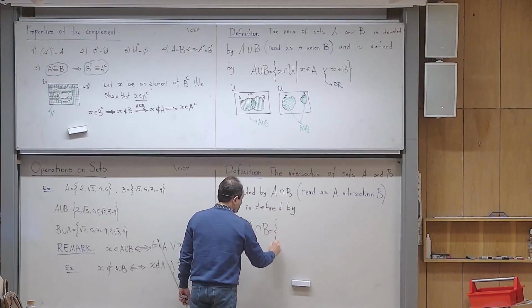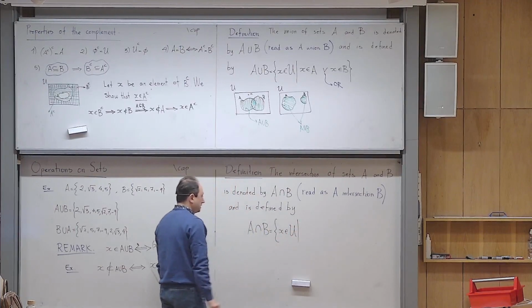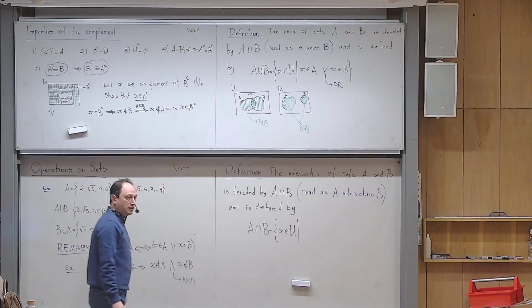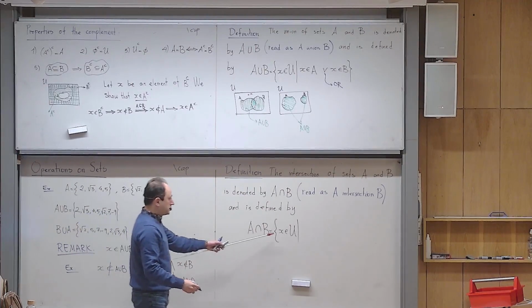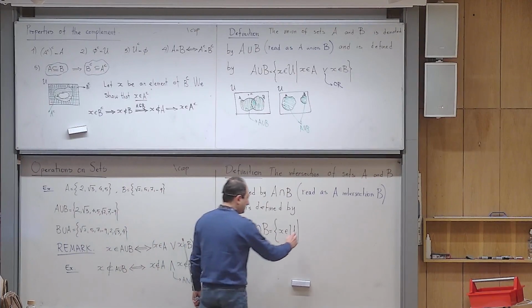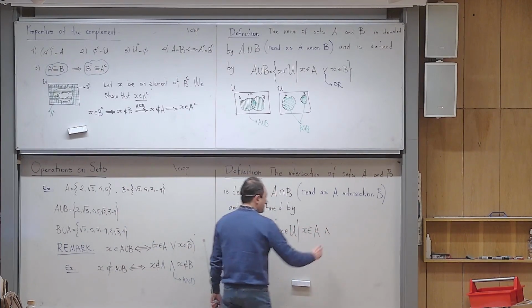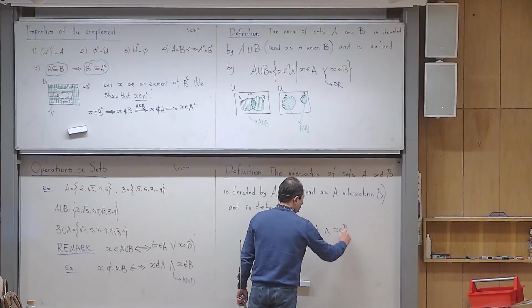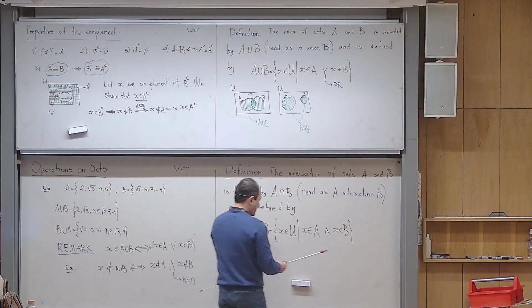So this is the set. Of course, the elements should come from the universal set. But which one of the elements am I interested in? Not all of them, of course. The ones that belong, yes? X belongs to A and X belongs to B. Okay, so this is and.